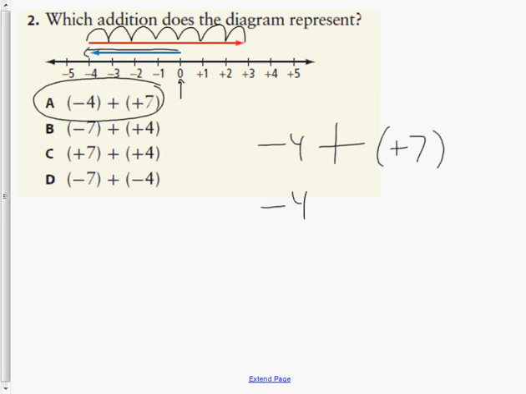Now again, you could have also said negative 4 plus 7. Those are identical answers.